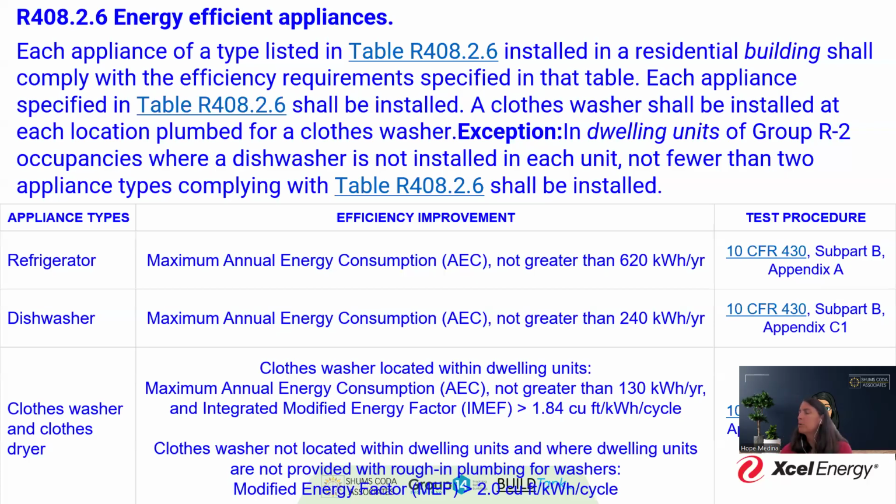As far as Denver goes, from my understanding, they are not adopting the 2024 IECC, or at least I haven't heard of any plans. They are working with what they have as far as the 2021. I imagine at some point they will be moving. I just haven't heard anything.